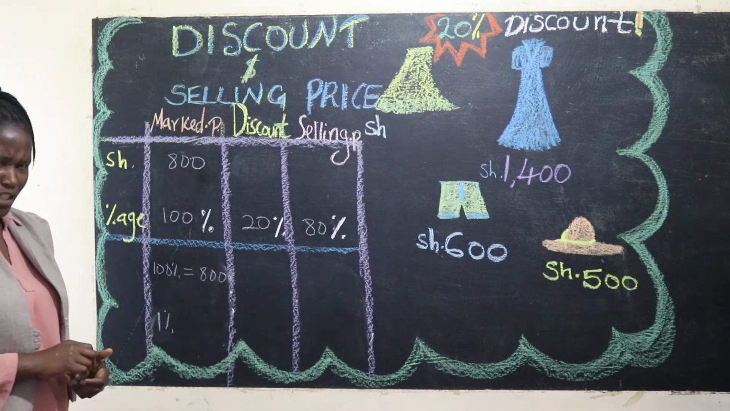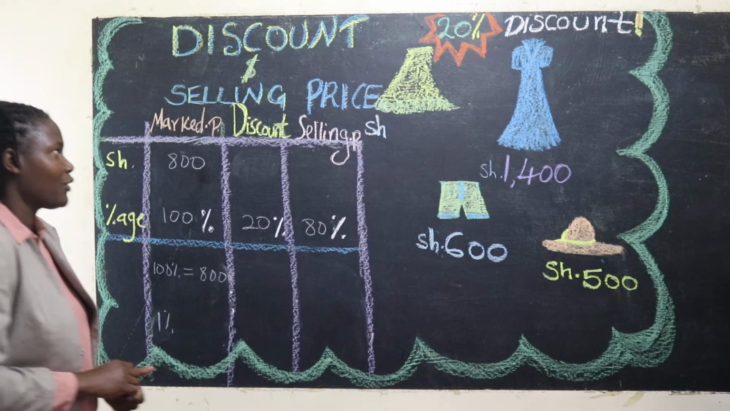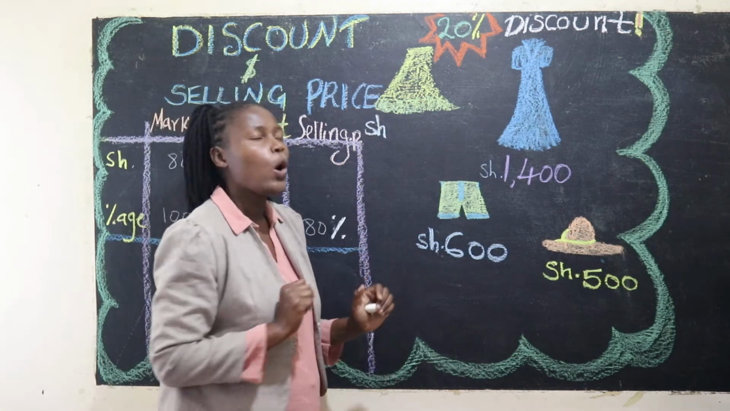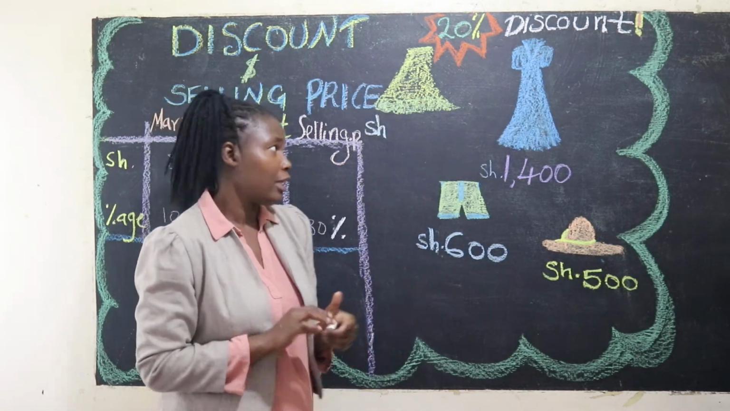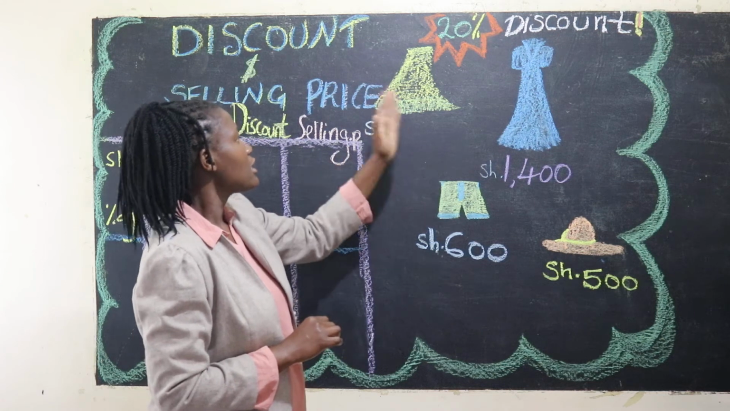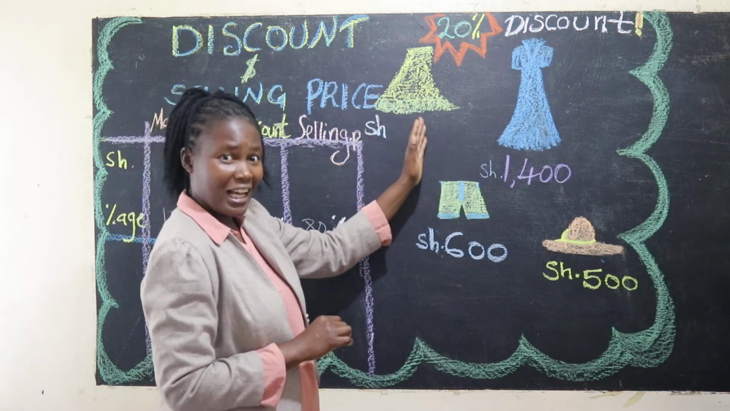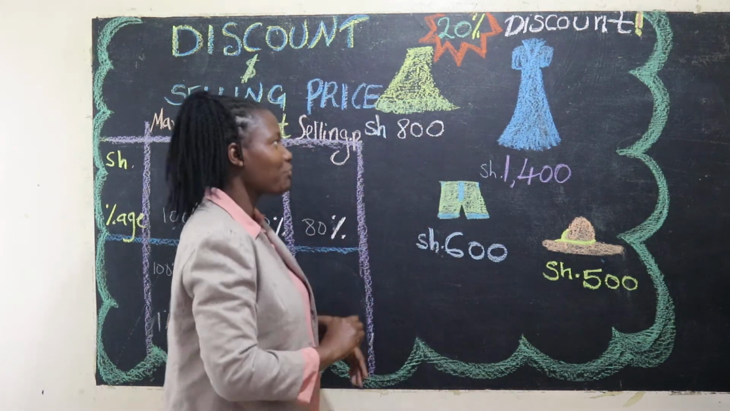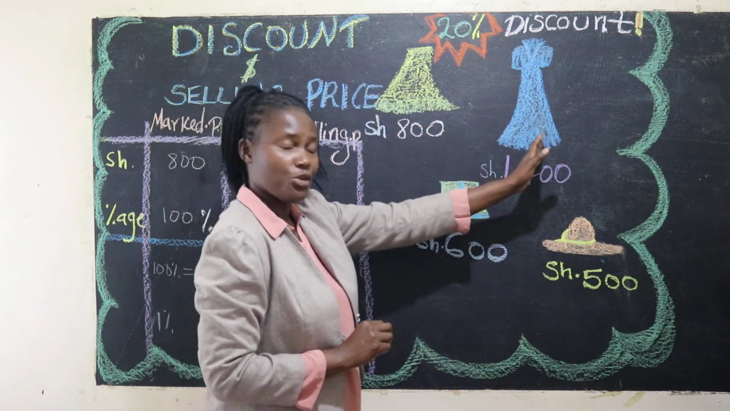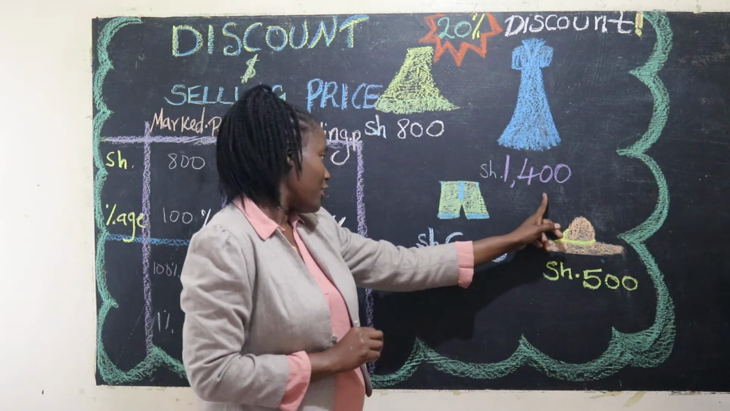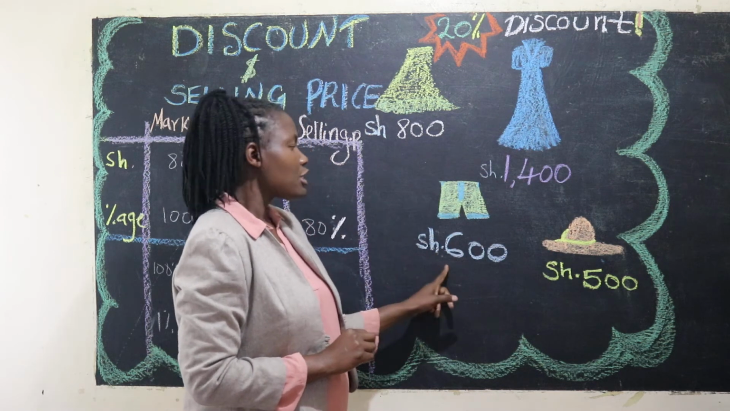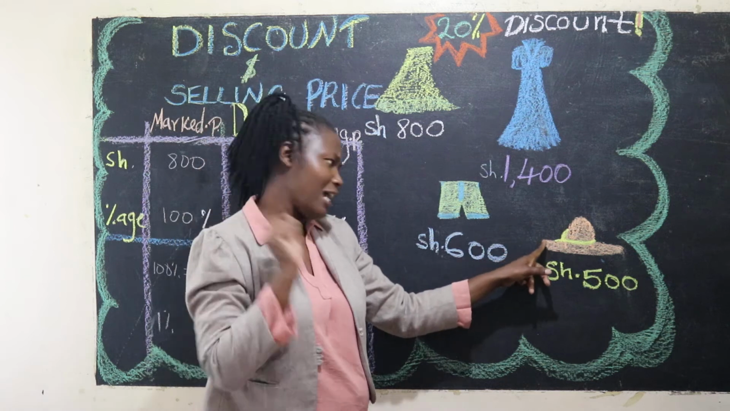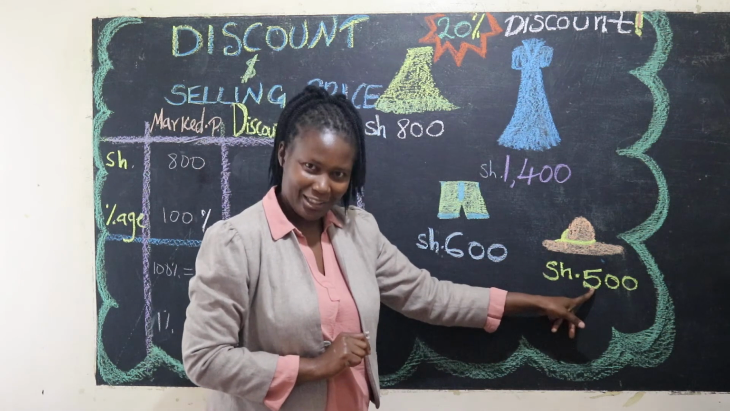Now, let's imagine that a businessman who owns a lovely boutique is selling skirts, and the skirt here is 800 shillings. He's selling dresses for 1,400 and he's selling shorts for 600 and nice beautiful hats for 500 shillings.